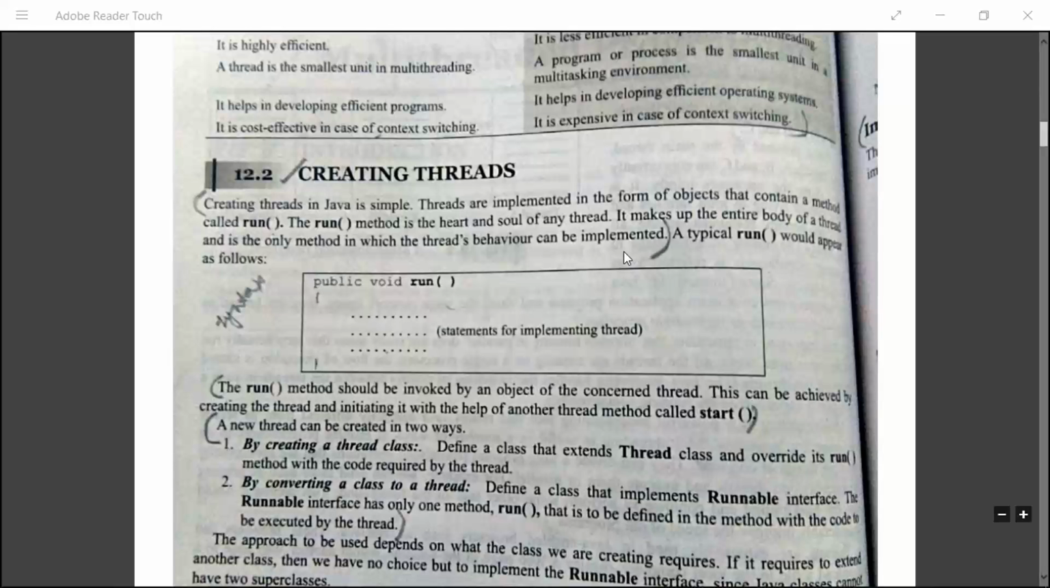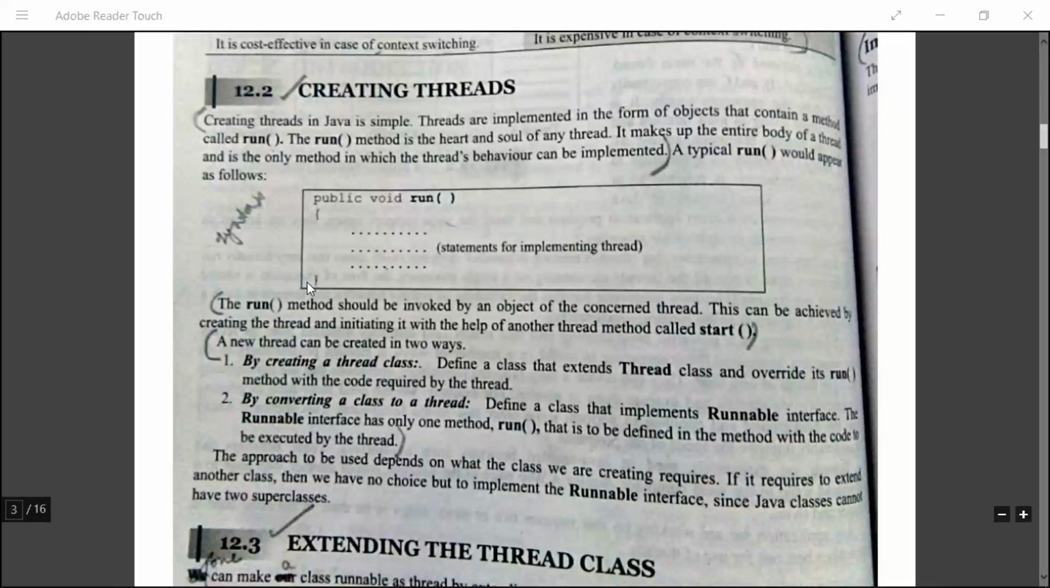So the thread body, or the work which the thread wants to do, all the steps and all the logic, whatever you call it, has to be written inside this run method. So it makes up the entire body of a thread. This is how your run method looks: public void run, then all the statements that this thread is going to execute, and close it.